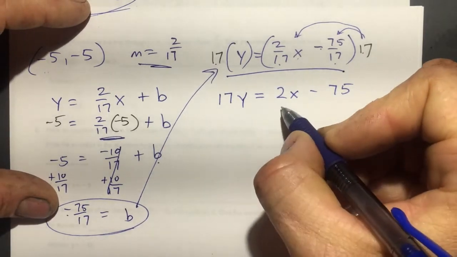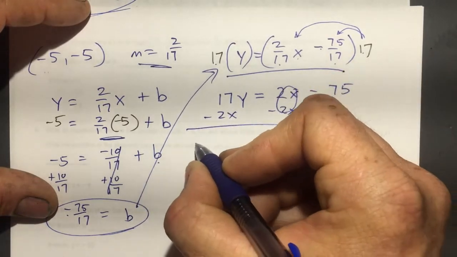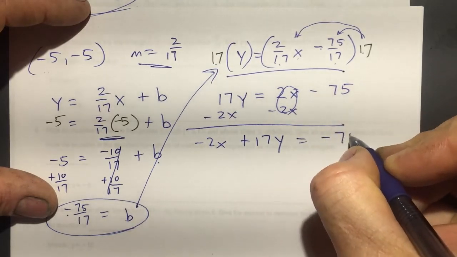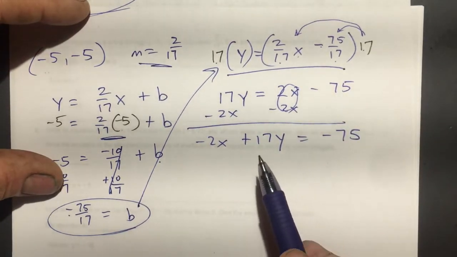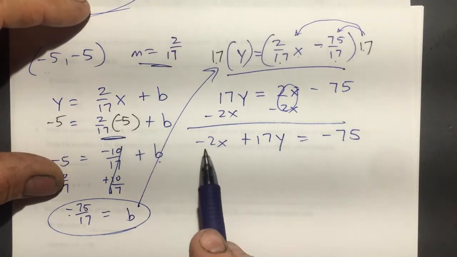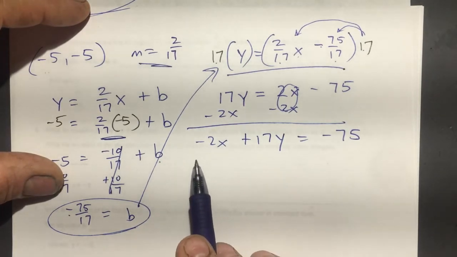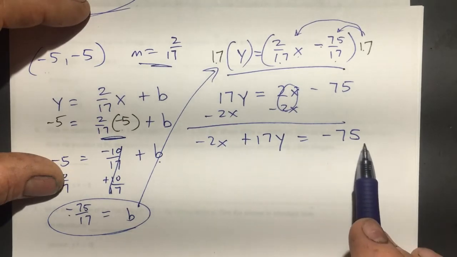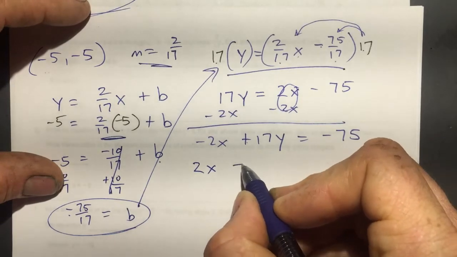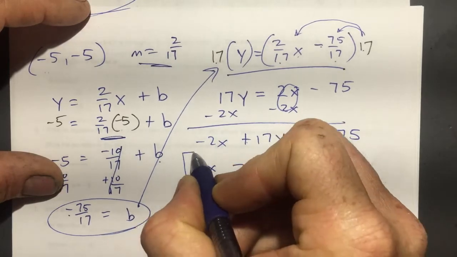Okay. And now I bring the 2x over here. So negative 2x comes to this side now. Makes this go away. I've got negative 2x plus 17y equals negative 75. Okay. Now, I'm almost there. This is not right because my x value can never be negative. It's always got to be positive. So I can fix that real easy. I just change all my signs. So I changed the negative 2x to a positive 2x, changed the plus 17y to a minus 17y, changed my negative 75 to a positive 75. There's my equation right there.